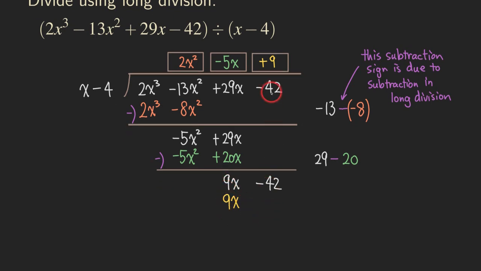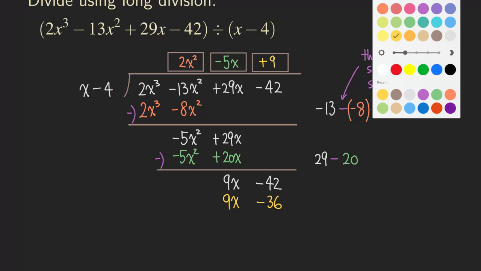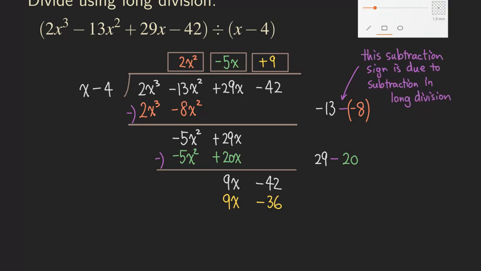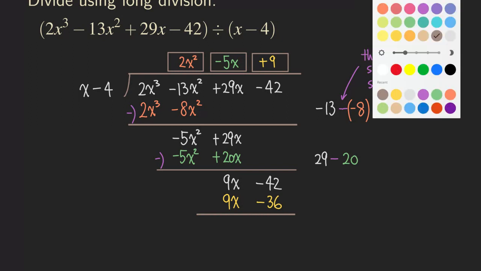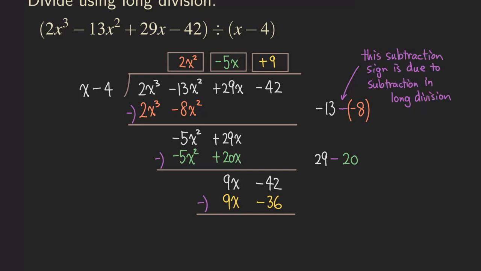And then positive 9 times negative 4 will give us negative 36. Okay. So we draw the line. And then we also put down the subtraction. And then now this one, again, it becomes more interesting.